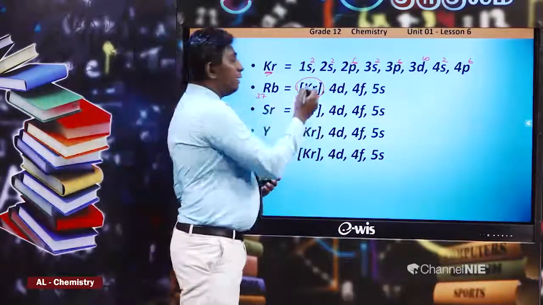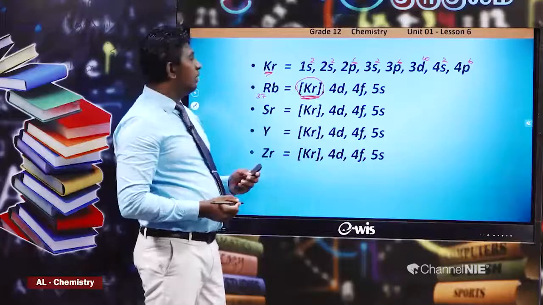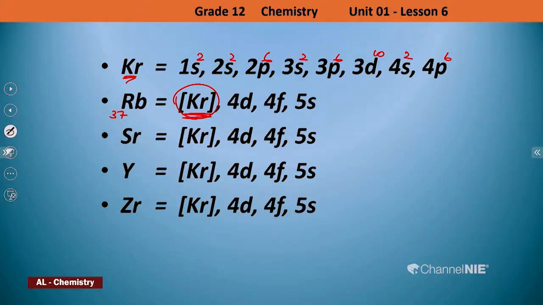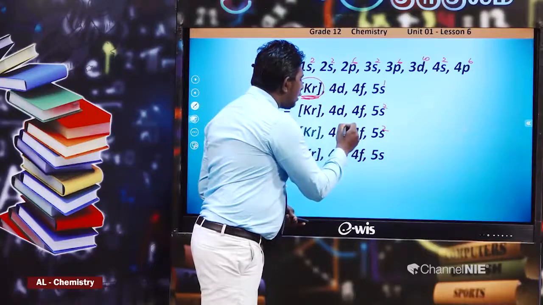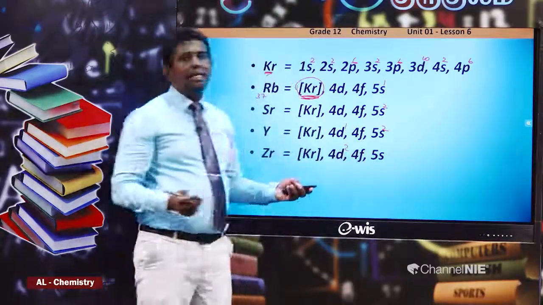It's up to 36, it's krypton. So it's 4p6 being filled last, then 5s1. 5s is the next one. It's 5s1, so it's 5s2 when it is strontium. Then after filling 5s as 2, yttrium, zirconium, niobium, those elements would belong to the 4d series. So you start filling 4d as 4d1, 4d2 like that.